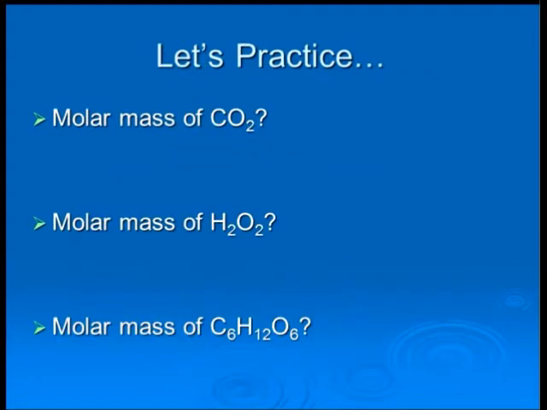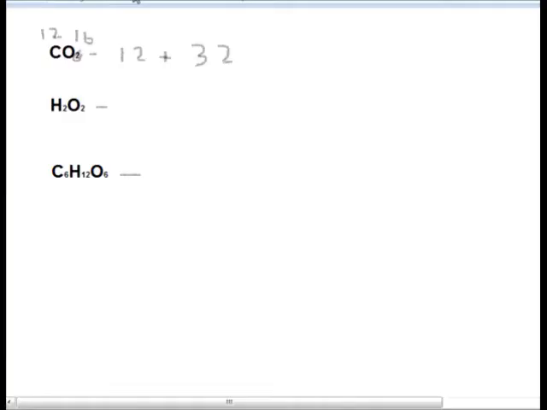Alright, so here are some examples. We're going to do these. We've got carbon dioxide here, this is hydrogen peroxide, and then we've got sugar, basically. We're going to take a look at these and see if we can figure out the molar mass, okay? So let me flip over to where I can draw.